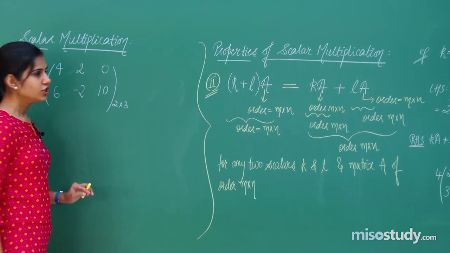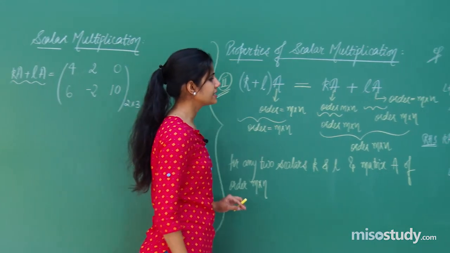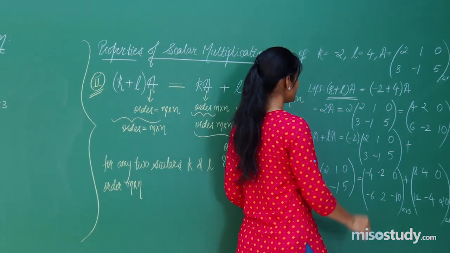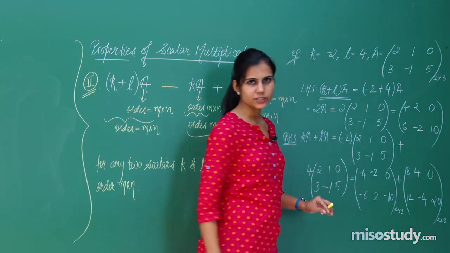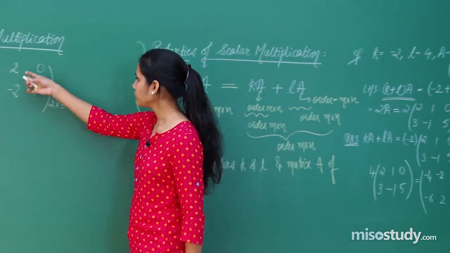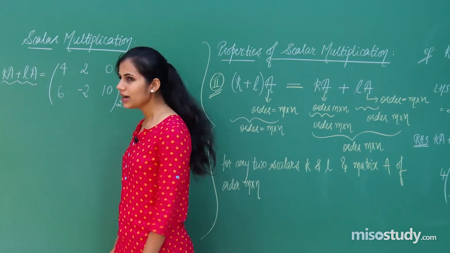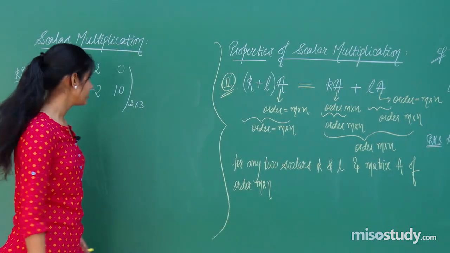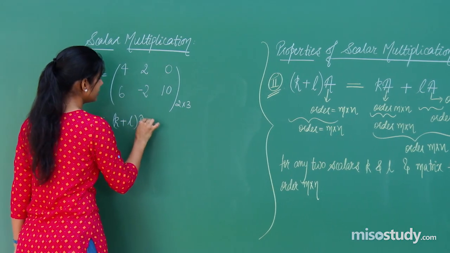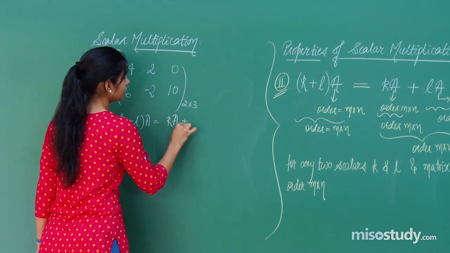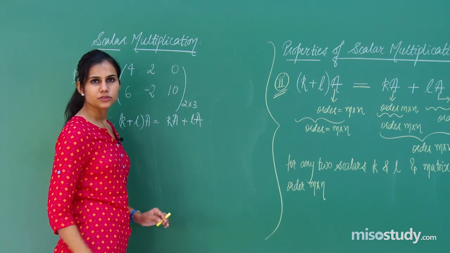So, what do you see? You observe that Ka plus La is this matrix, which is an exact same copy of this matrix, which is K plus L times A. 4 2 0, 6 minus 2 10. Here also you have 4 2 0, 6 minus 2 10. Is it understood? And therefore, you have verified that K plus L times A is equal to Ka plus La. Is it understood?